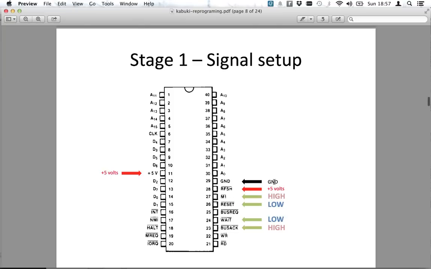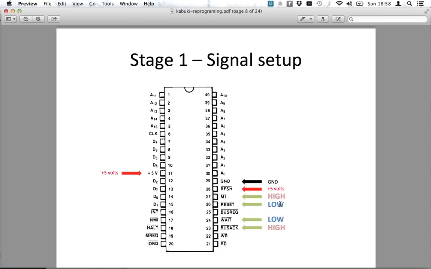Next, we move into further signal setup. And there are 4 signals, M1, reset, wait, and bus acknowledge, that we need to set up in a specific way. I'll go one by one as they make sense. So obviously, reset needs to go low. And if you know the Z80 operation, the CPU I'm talking about, putting reset low means the CPU is put to sleep, right? It's like completely ignoring whatever is happening on the board, and it's reset.